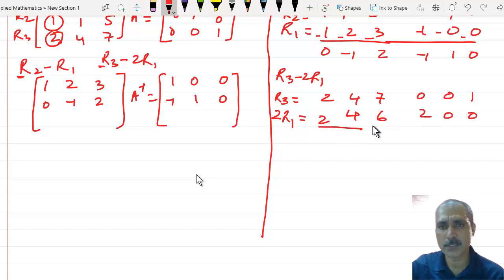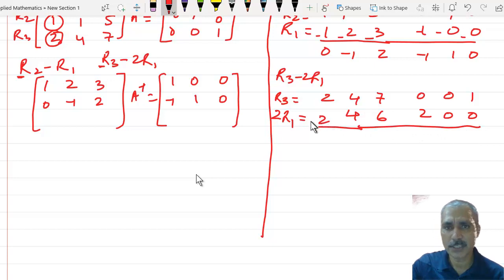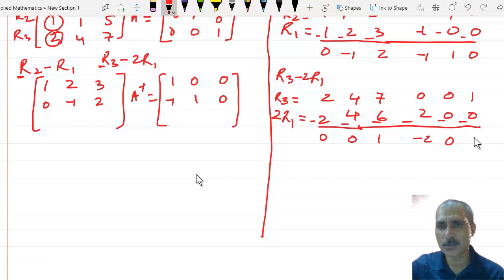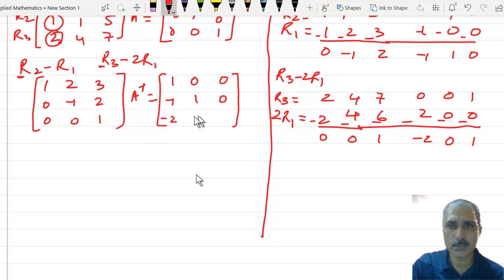Now we will do the subtraction. The sign will change. So 2 minus 2 is 0, 4 minus 4 is 0, 7 minus 6 is 1. This is going to be 0 minus 2 is minus 2, 0 and 1. So I will write the numbers here: 0, 0, 1 and here minus 2, 0 and 1. Now the job of column number 1 is over because we have converted that into identity format. The first column of the identity matrix is 1, 0, 0, so we got that.